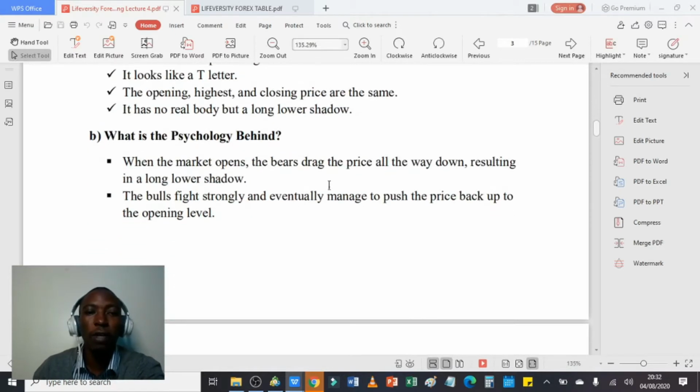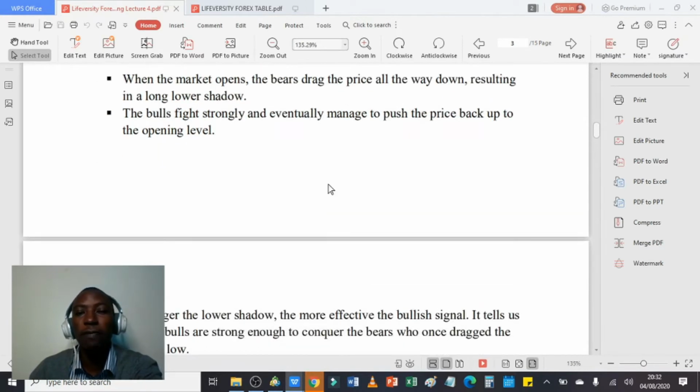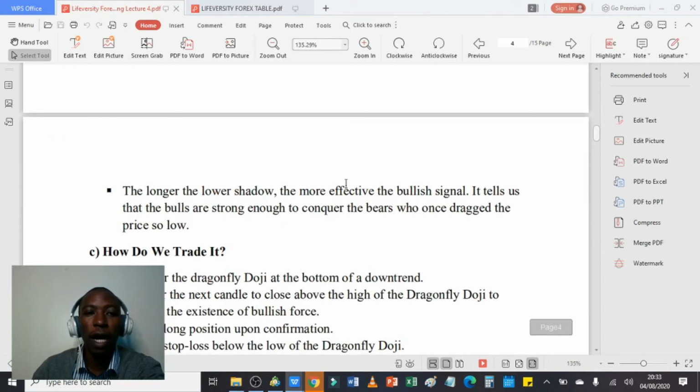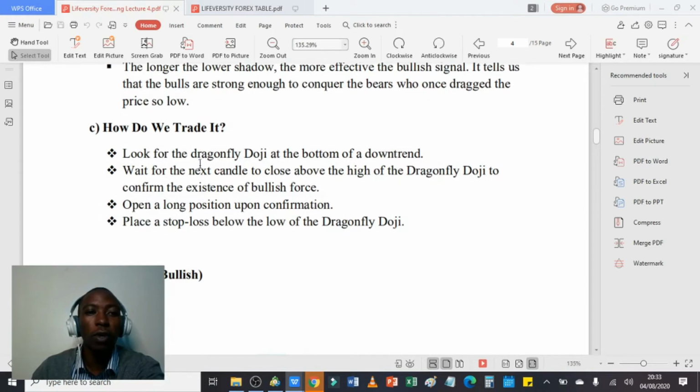What is the psychology behind the dragonfly doji? When the market opens, the bears drag the price all the way down, resulting in a long lower shadow. The bulls fight strongly and eventually manage to push the price back up to the opening level. The longer the lower shadow, the more effective the bullish signal. It tells us that the bulls are strong enough to conquer the bears who once dragged the price so low. How do we trade it?